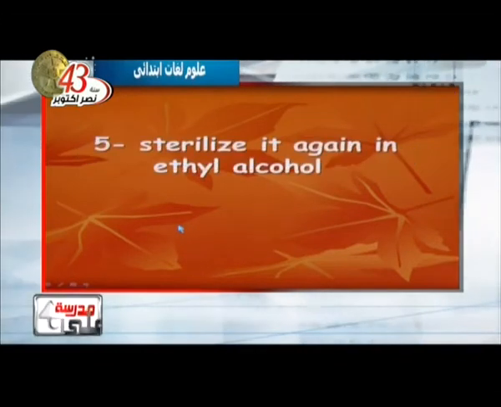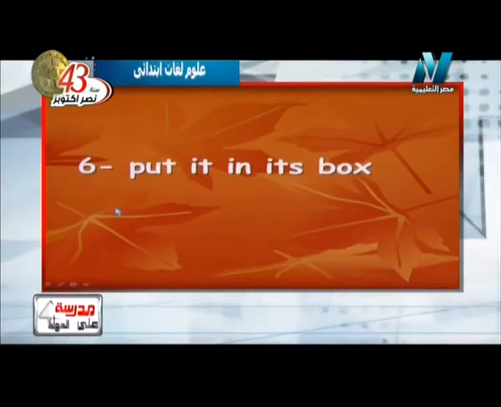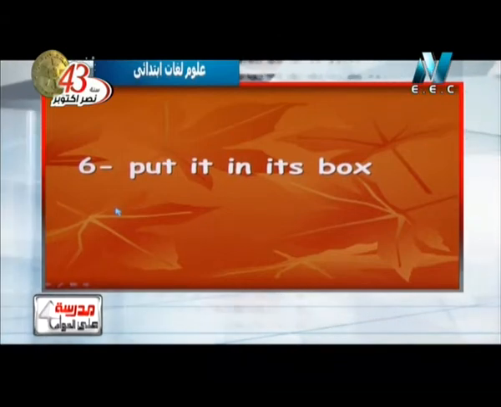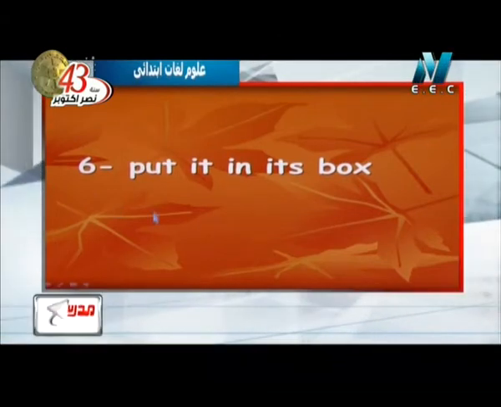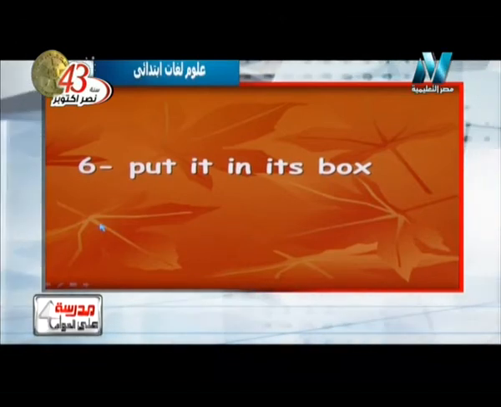Fifth step, sterilize it again in ethyl alcohol. Sixth step, put it in its box to measure or to use it again and again to keep it. And we must keep it away from children because we know that mercury is a very toxic material.